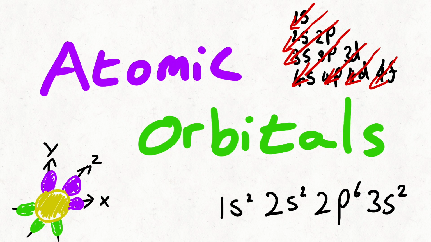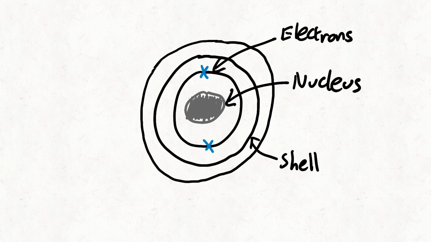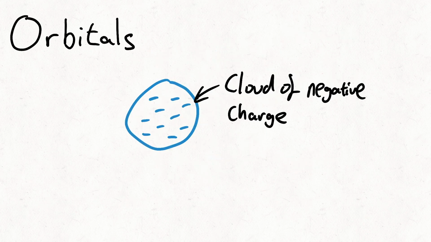Atomic orbitals. At GCSE, you would have learnt that electrons exist in shells or energy levels. The first shell can hold up to 2 electrons, and the second and third shell can hold up to 8 electrons. At A level, we need to think of electrons as being clouds of negative charge rather than particles. These shells are made up of orbitals, which are regions of space that can hold up to 2 electrons.